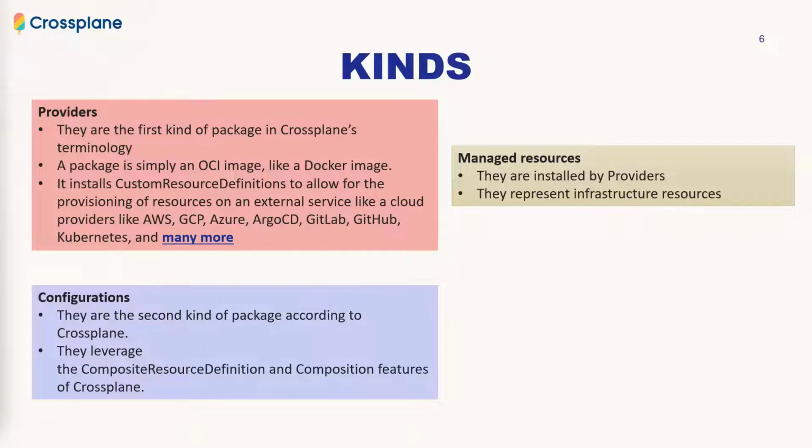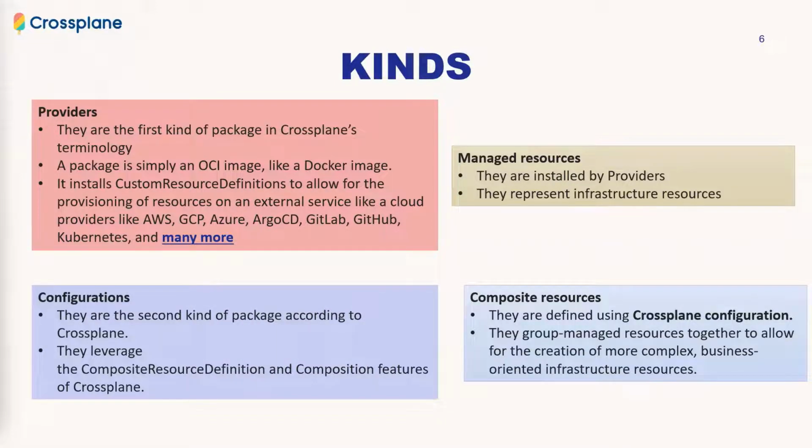Next, configuration, and here there is a little complex topic, but this is a second package according to Crossplane, and it has a composite resource definition and composition. A composite resource will be defined as a Crossplane configuration, and it's a group of multiple resources together, allowing you to create very complex and business oriented infrastructures. So we're going to see these two topics in detail in the coming videos, but in this video this is just pretty much easy to be used.